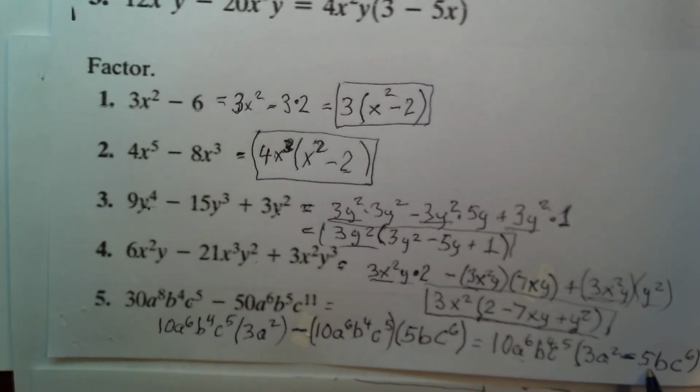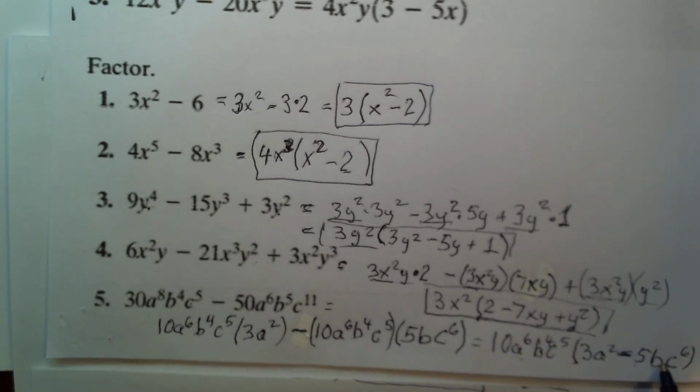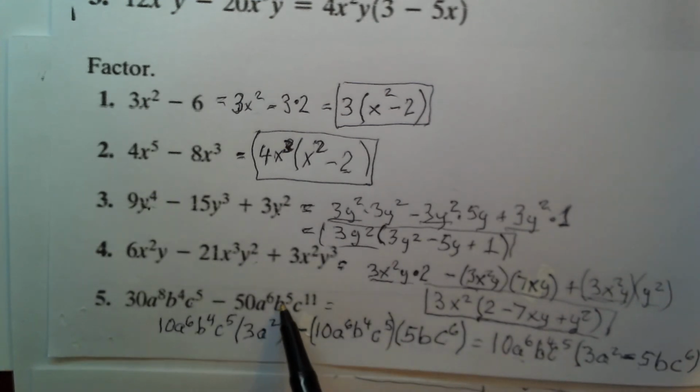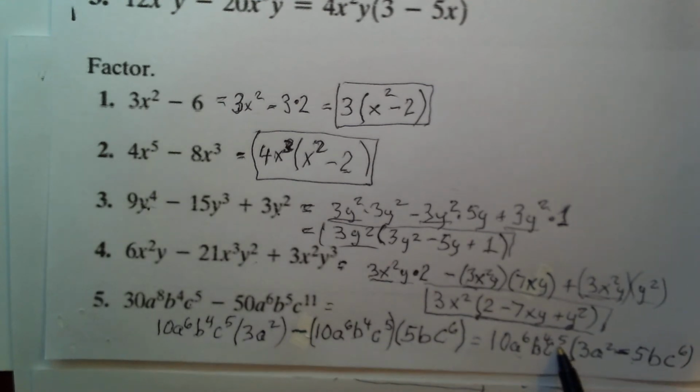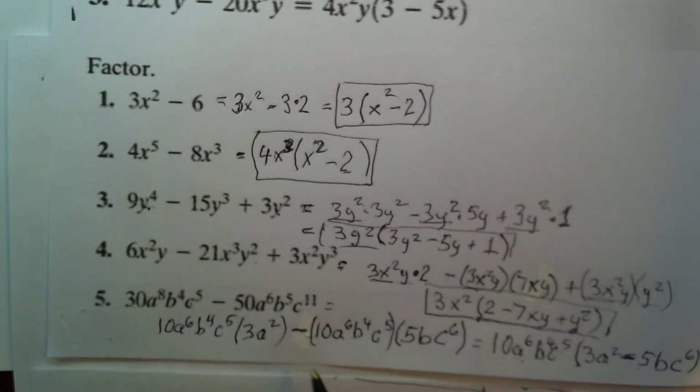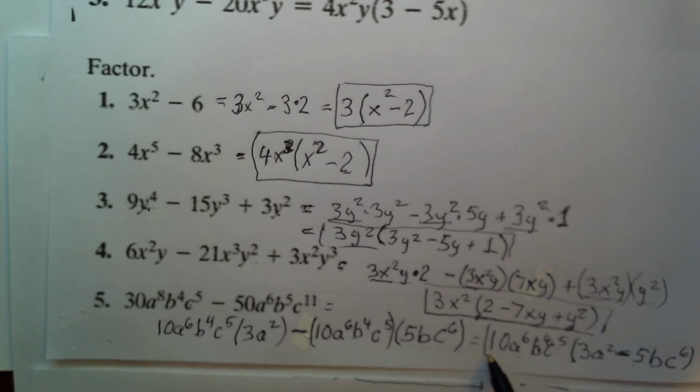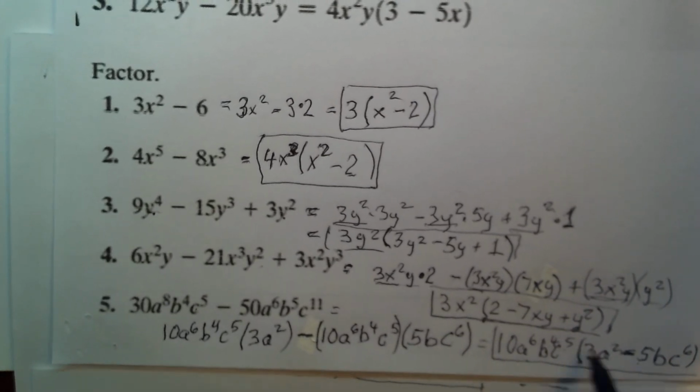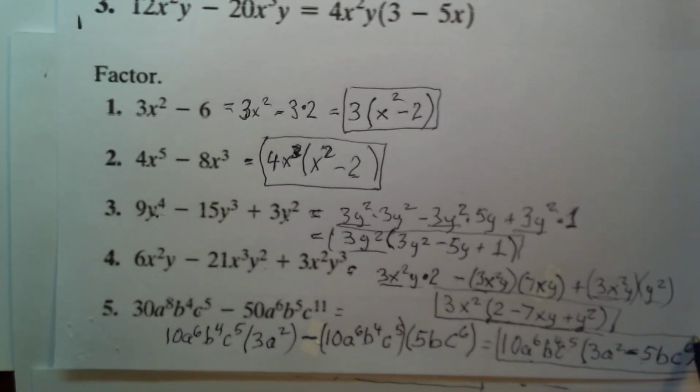So then for the second term, minus 5 times 10 is minus 50. And we have an a to the 6th here. And b to the 4th times b is b to the 5th. And c to the 5th times c to the 6th is c to the 11th. So we can be confident that this is the correct factorization then.